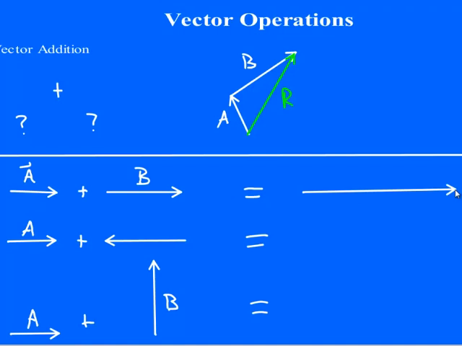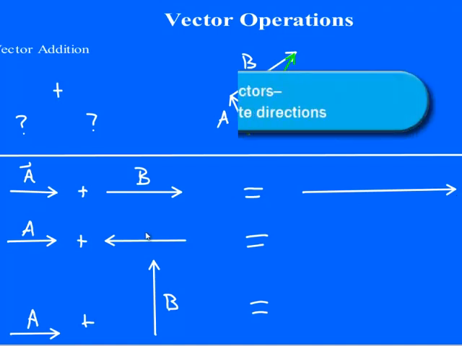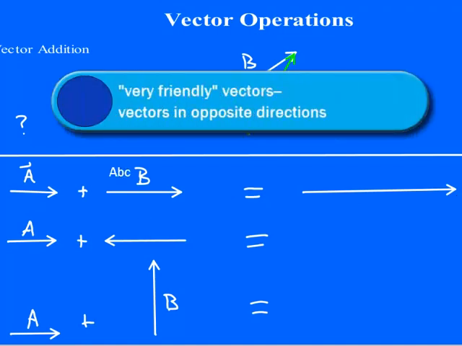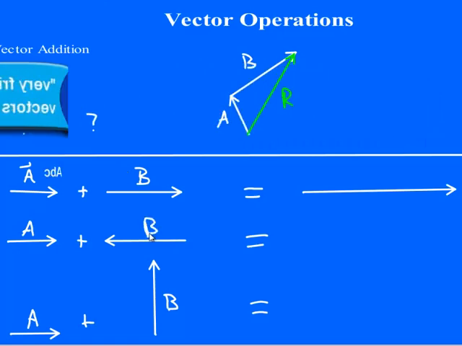The second variety is when they're opposite each other. That's going to be a minus b. A plus b in the opposite direction is the same as a minus b. So in this case, you're going to get one short vector like that. But the point is you subtract the magnitudes. When they're very friendly, you add the magnitudes. When they're opposite, you subtract the magnitudes.